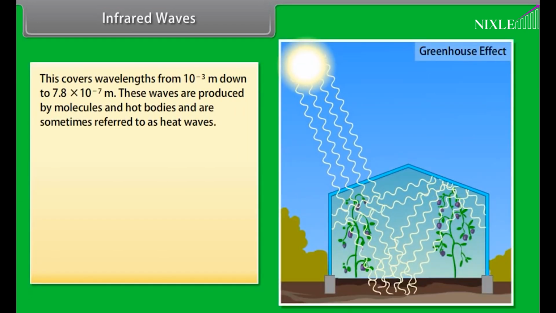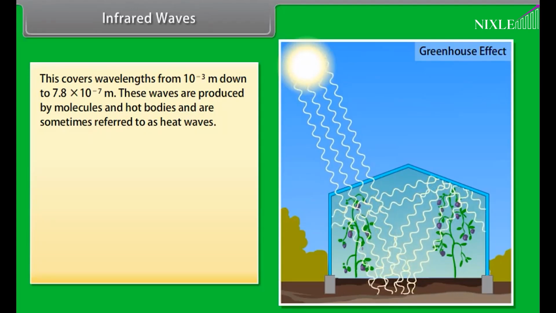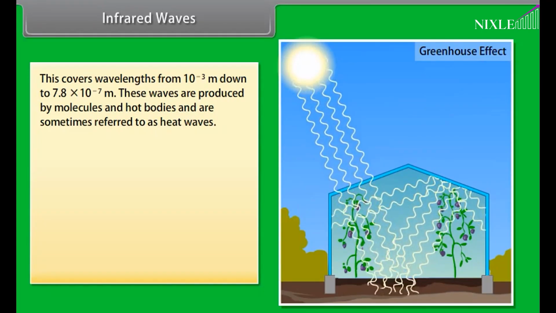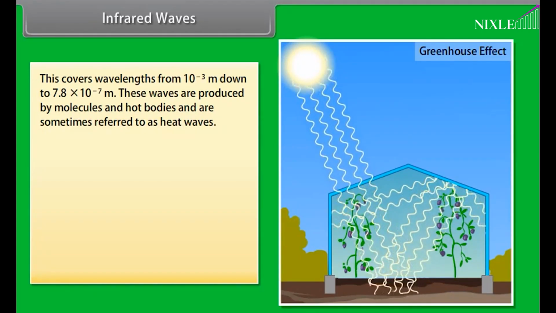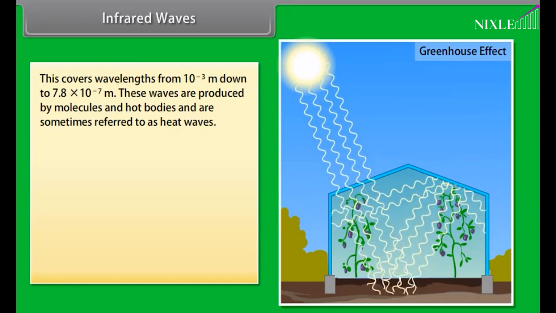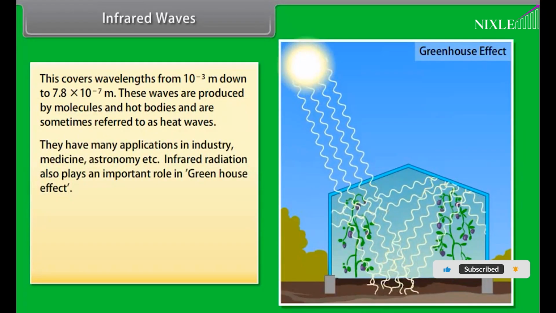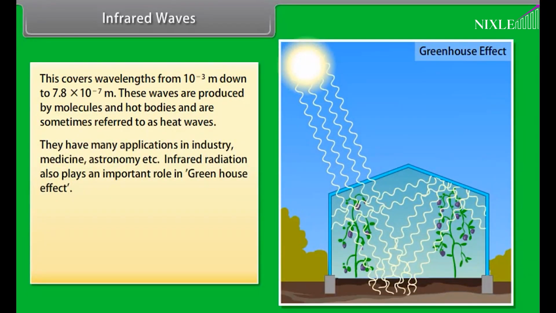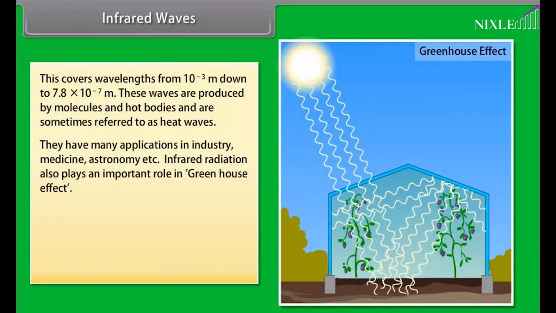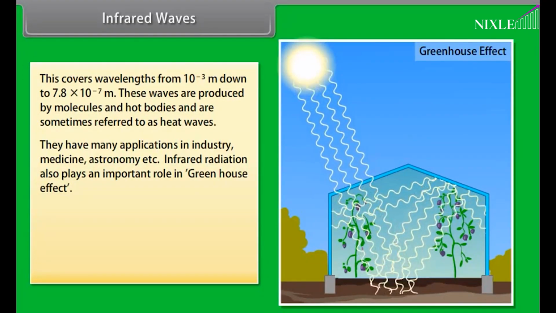This covers wavelengths from 10 raised to the power minus 3 meter down to 7.8 into 10 raised to the power minus 7 meter. These waves are produced by molecules and hot bodies and are sometimes referred to as heat waves. They have many applications in industry, medicine, astronomy, etc. Infrared radiation also plays an important role in greenhouse effect.